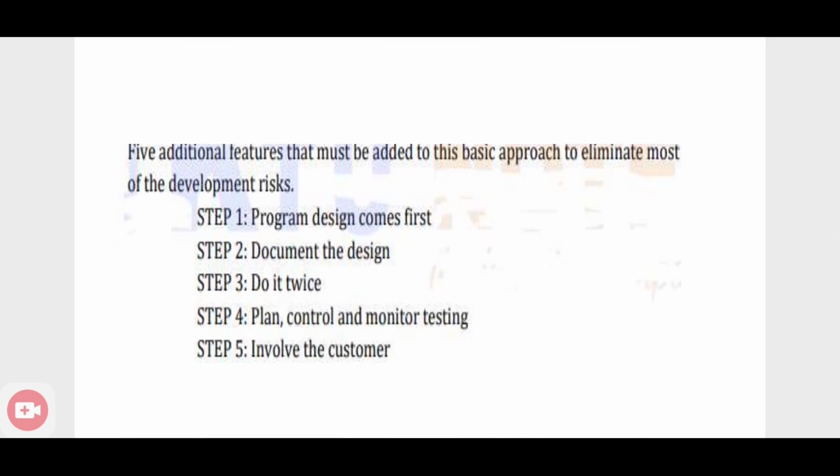So here are the 5 additional features that must be added to the basic approach to eliminate most of the development risks. In the original waterfall model, there is a risk of problems in developing a particular system or software, so we need a redesign. That is actually the iterative model. So here 5 additional features are added. First one is program design comes first, and document the design. Do it twice: if the design procedure is needed a second time, do it twice. Then plan, control and monitor the testing, and always involve the customer with the product development. Okay, those are the basic 5 additional features that can be added to the original waterfall model.